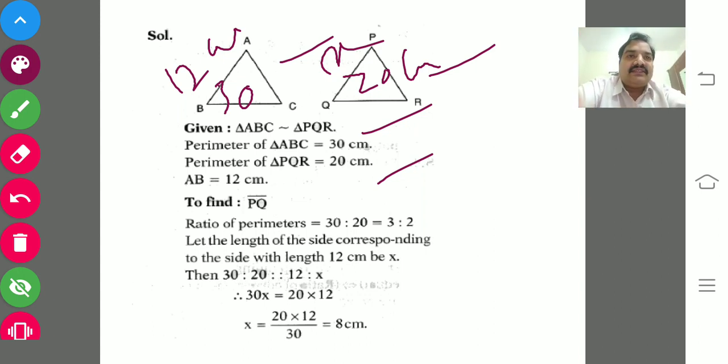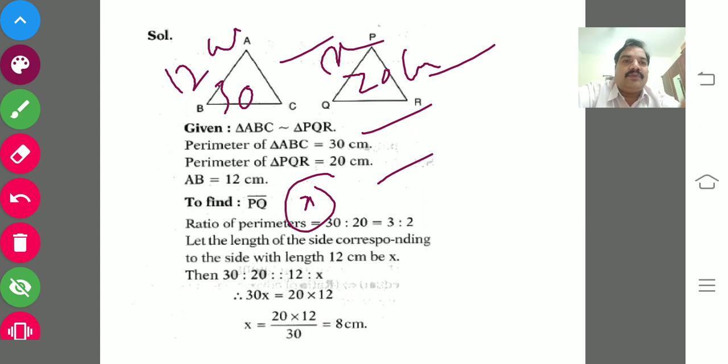If you take the side AC, you are going to find the value of PR, because it is the corresponding side. I assume AB is one of the sides, so we are going to find PQ. If you take BC as 12, you are going to find QR. If you take AC as 12, you are going to find PR. So here PQ you are going to find, that is nothing but x.